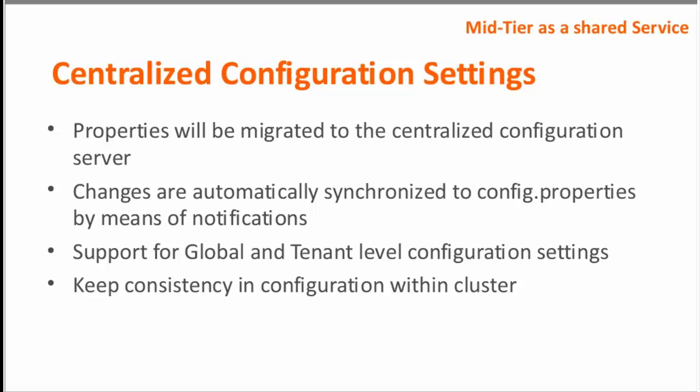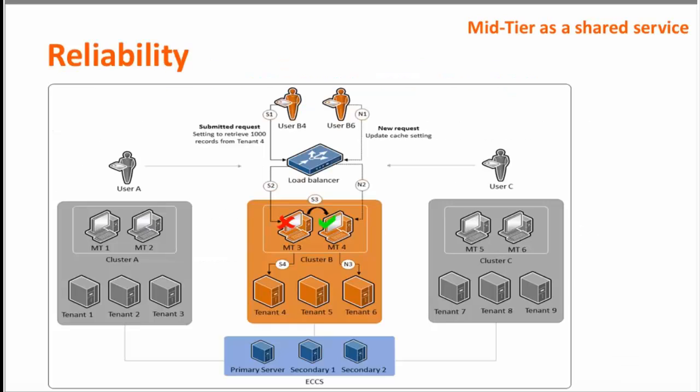So we just discussed what features enable us to deploy mid-tier as a shared service. Once you deploy mid-tier as a shared service, you will get these benefits, like reliability. In this diagram, we have a cluster environment with a cluster of 2 mid-tiers, but let's assume mid-tier 3 is down. Because mid-tier 4 is already in the cluster and we have a seamless failover, all the requests will be served by mid-tier 4. In this way, you will get more reliability for your services.